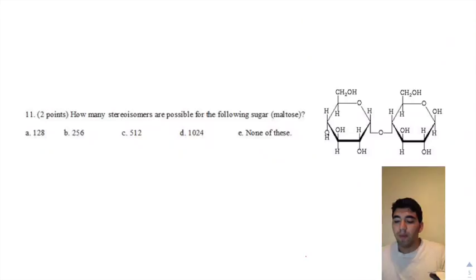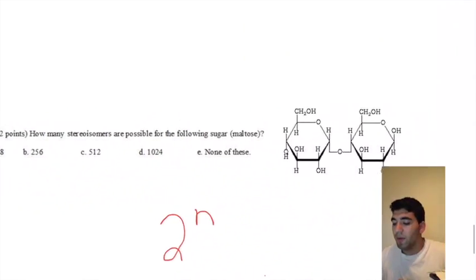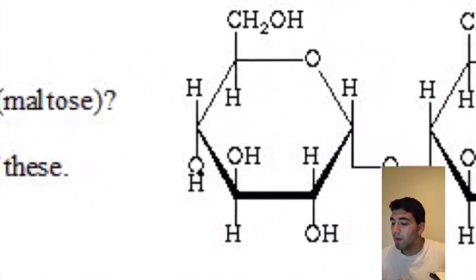On to problem 11, we want to know how many stereoisomers are possible for the following sugar. For that, we want to know our equation, which tells us the number of stereoisomers equals 2 to the n, where n equals the number of chiral centers. We should know that a chiral center is when a carbon is attached to 4 different things.